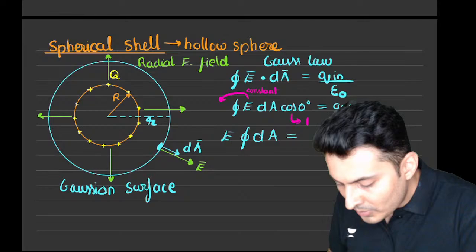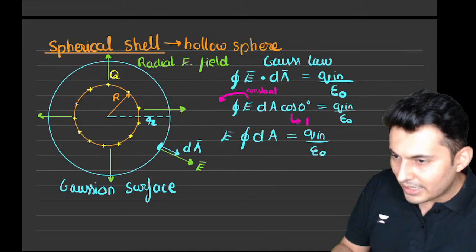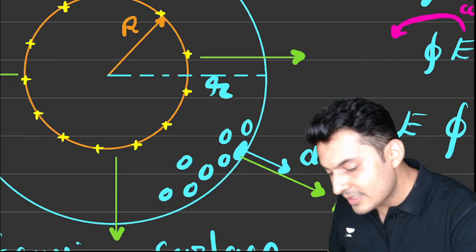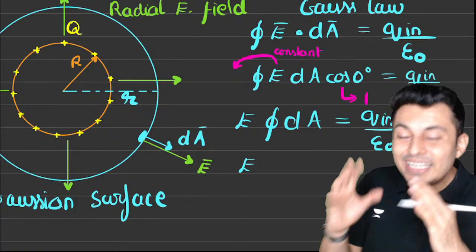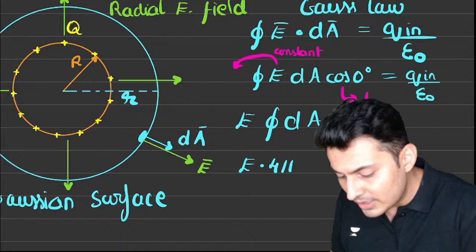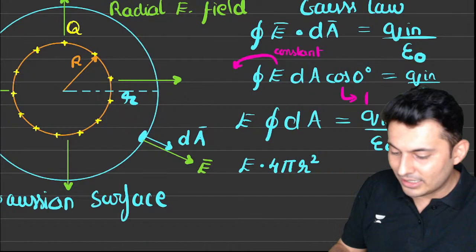Very good. Now, what is the integration of all these areas? I take all these areas on the sphere. If I add all these areas, what am I going to get? The total surface area of the sphere. So integration means addition, and I'm adding all the small patches of areas. So what is that area that I will get, my dear students? The surface of a sphere, which is 4 pi r square. Small r, okay? Not capital R. 4 pi r square.